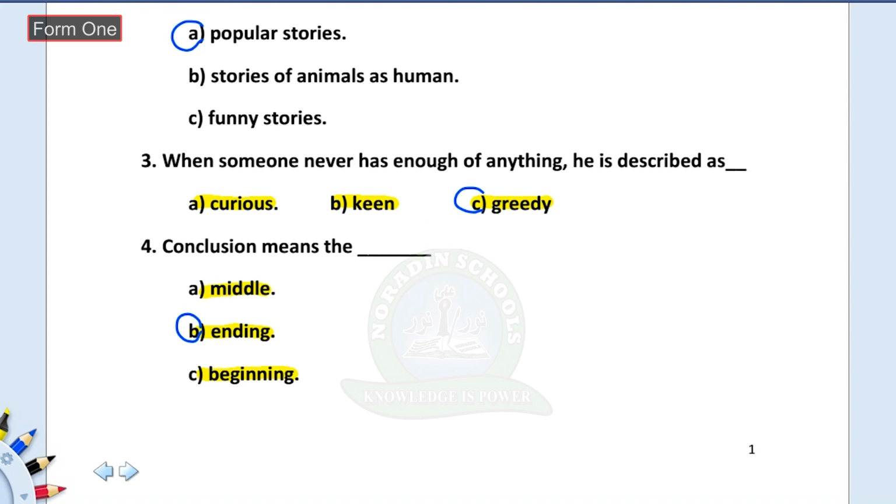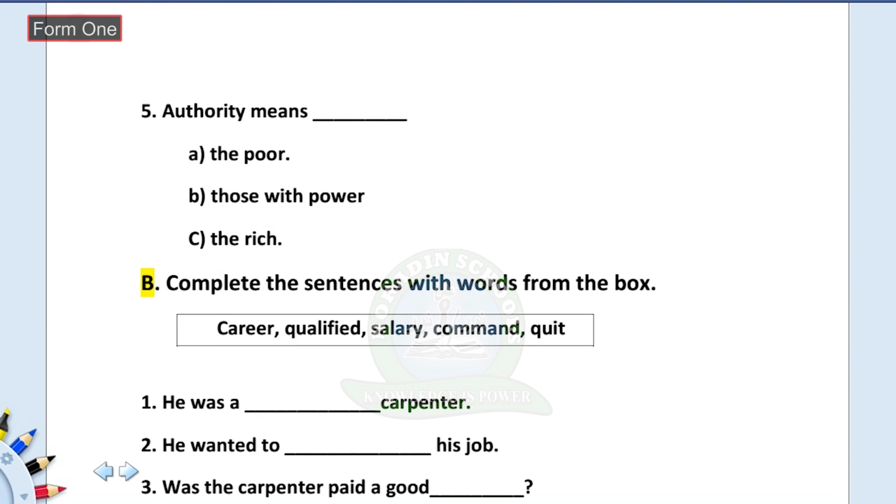The fifth question is authority means dash. A, the poor. B, those with power. C, the rich. Which one of these words is correct?